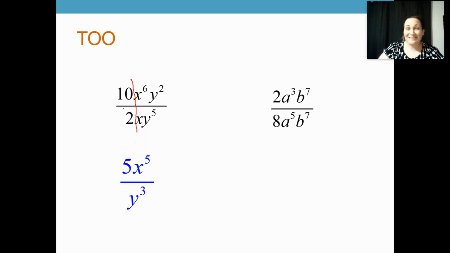For my x's, and now we're dealing with exponents. So now we're going to use the rules for exponents. For my x's, there's an invisible 1 down here. So for my subtracting problem, I did 6 minus 1, and that's why it turned into x to the 5th. And then for my y's, I did 5 minus 2 on the bottom, because that's where the bigger number was, and that's where I got my y to the 3rd.